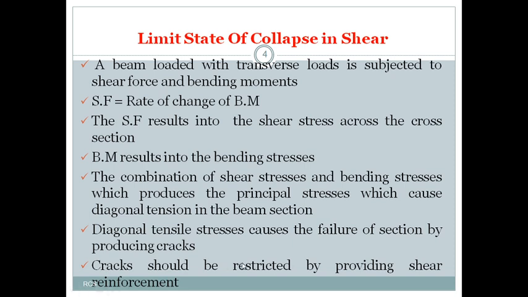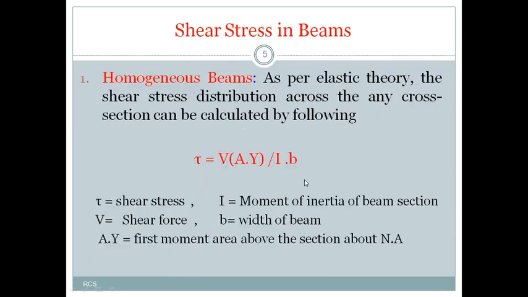And this crack should be restricted by providing some reinforcement. So we are restricting that shear, which means we have to provide shear reinforcement. The cracks which develop due to these tensile stresses in the diagonal direction should be restricted by providing shear reinforcement. So how to provide the shear reinforcement in a singly reinforced rectangular beam, and what the codal provisions are for this, we'll discuss in today's class, right? So how the shear stress takes place in the beam, and how their shear stress distributions will be.